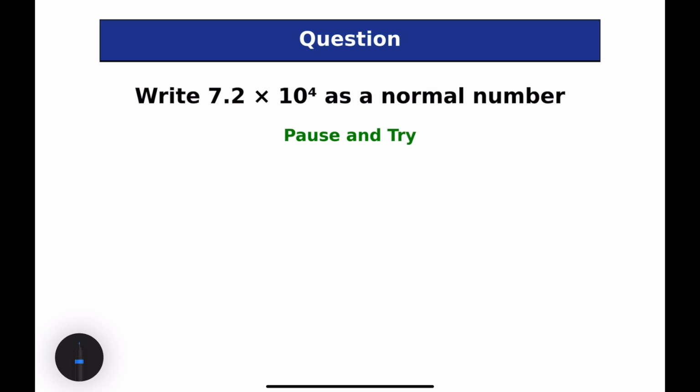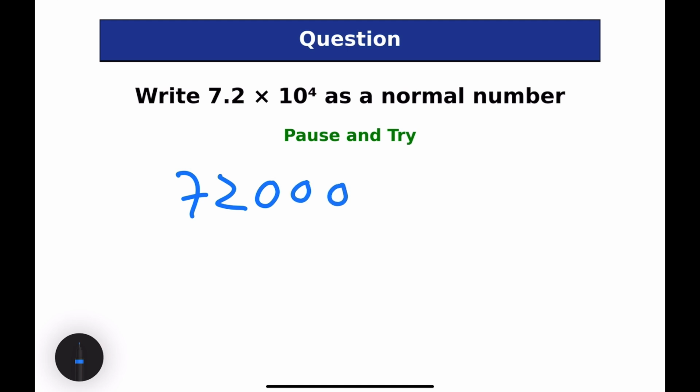Okay, I've got a question for you to try. Pause the video, have a go, come back to watch the solution. So if we're writing 7.2 multiplied by 10 to the 4 as a normal number, we can multiply it by 10 4 times. So if we multiply it once, we get 72. If we do it a second time, we get 720. We'll do it a third time and a fourth time.